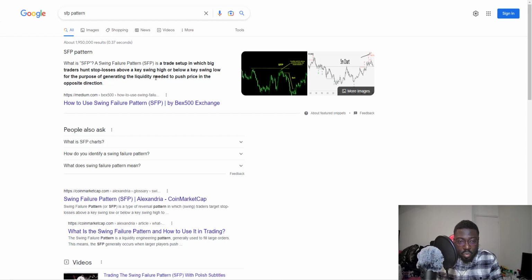The main reason why we trade this SFP is because of this. This generates the liquidity needed. You see this? The liquidity needed. And yes, the people that need this liquidity is the big whales that trade the market. Let me use the chart here.